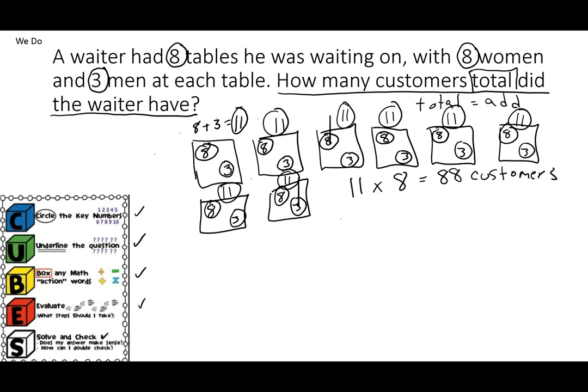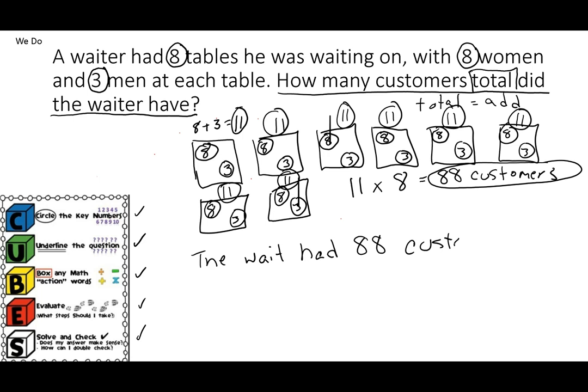And the last step, after we figure out the answer, we need to rewrite this in a complete sentence. So we can write: the waiter had 88 customers.